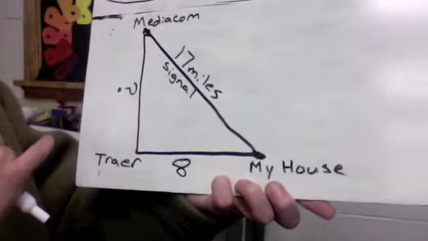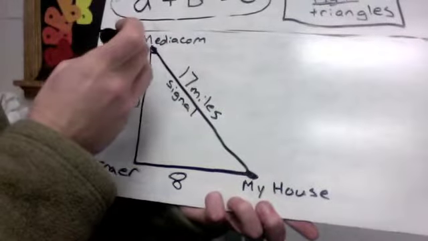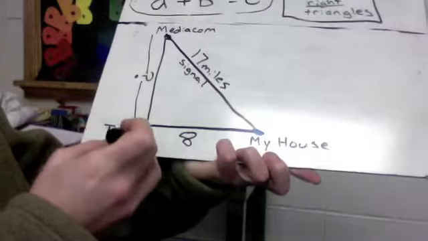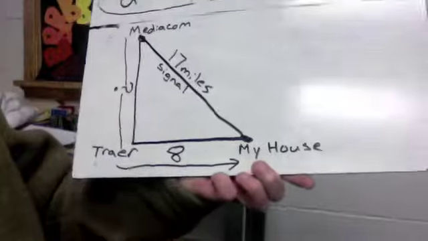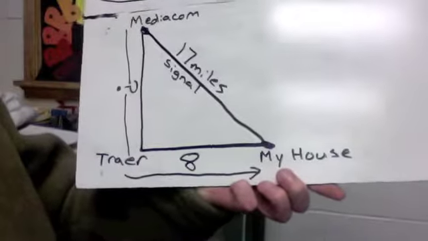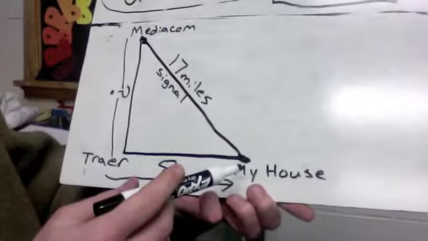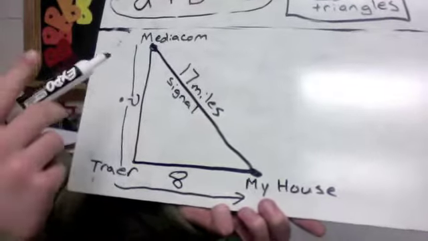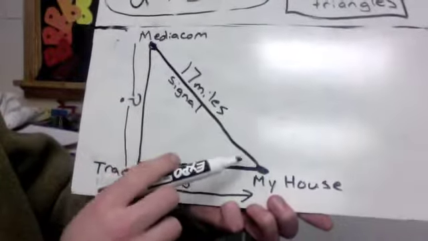I give the guy a call because my internet's not working very well. He has to travel from Mediacom headquarters to Traer and then over to my house in Tama. Okay? And I want to know how far a trip that's going to be. Now, here's the thing. I know that from Traer to my house is 8 miles, but I don't know the other distance. But I do know, I'm aware that the signal from Mediacom to my house is 17 miles.